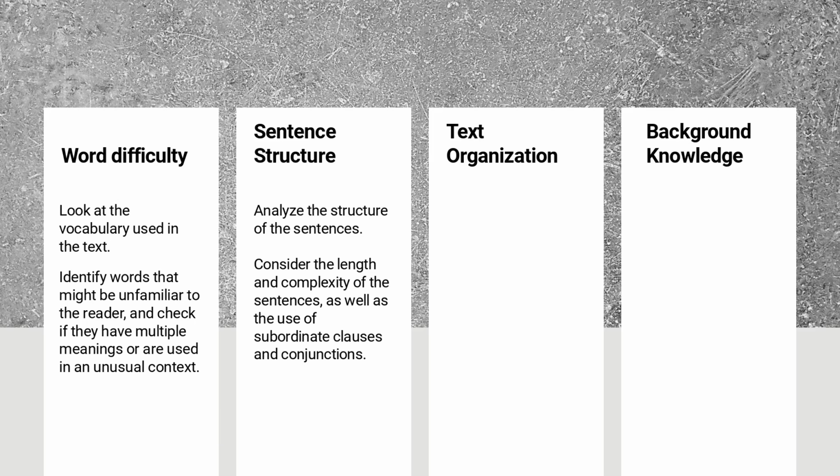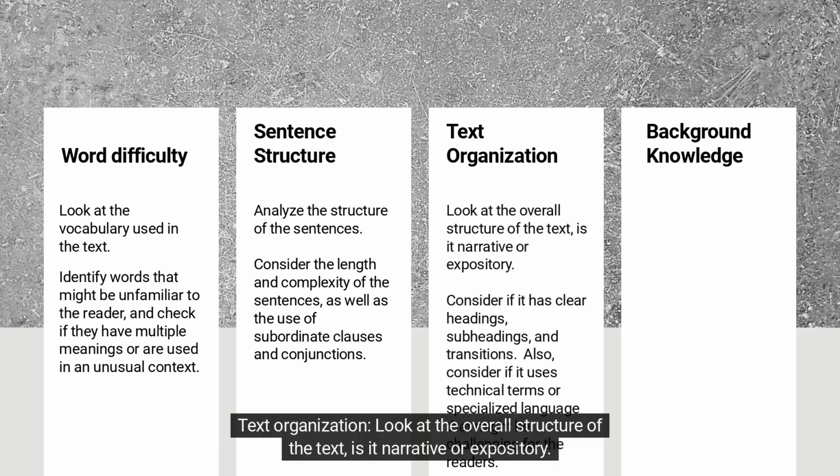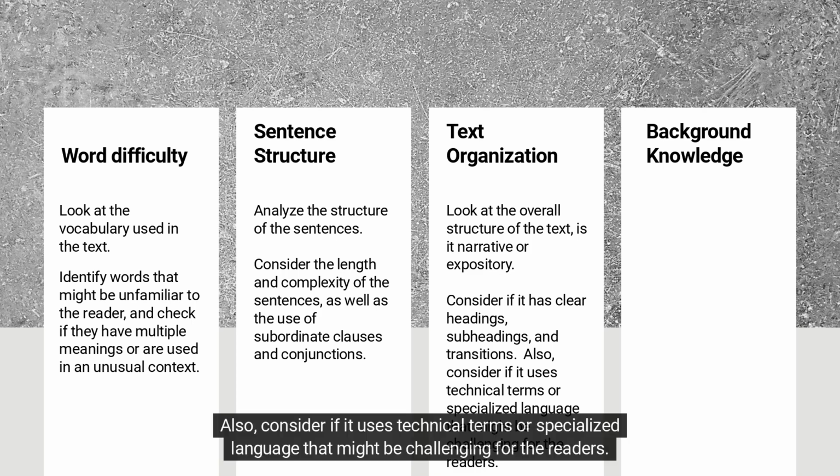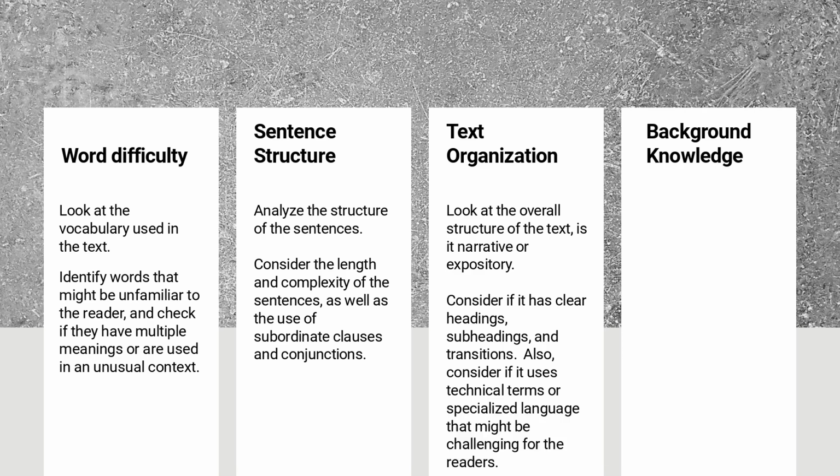Text organization: look at the overall structure of the text. Is it narrative or expository? Consider if it has clear headings, subheadings, and transitions. Also, consider if it uses technical terms or specialized language that might be challenging for the readers.